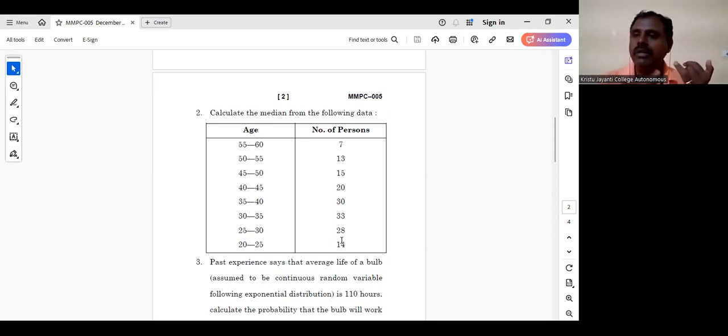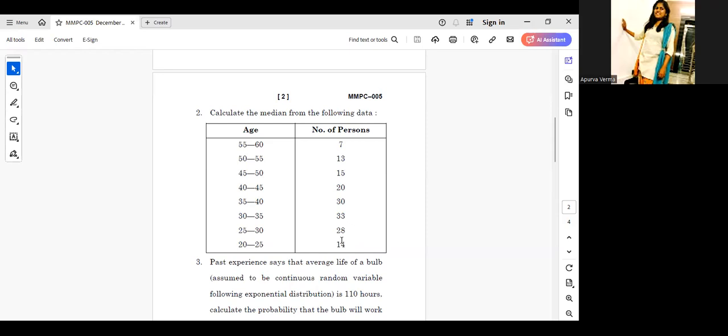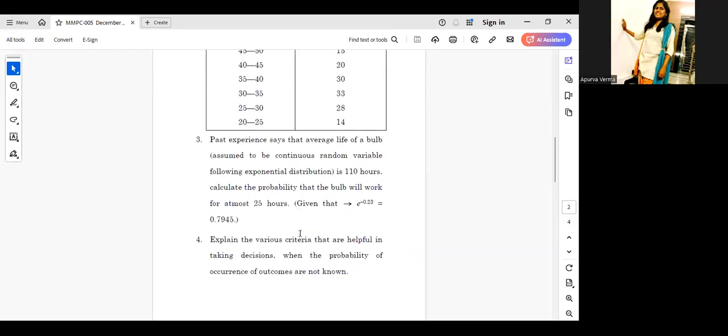What is L? The lower boundary of the median class. PCF is the cumulative frequency of the previous class, that is, the LTCF value. i is the class interval of the median class, and f is the frequency of the median class. Substitute all the values into the formula and you will get the answer. Is it clear? Yes, sir. Okay, this problem I explained.